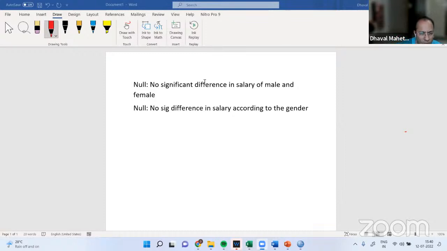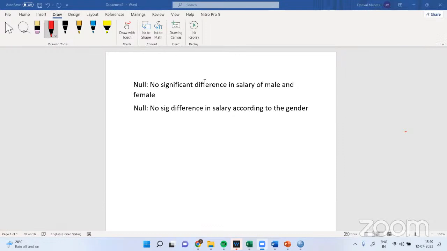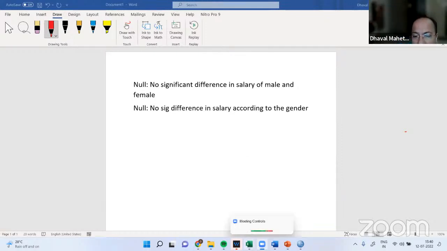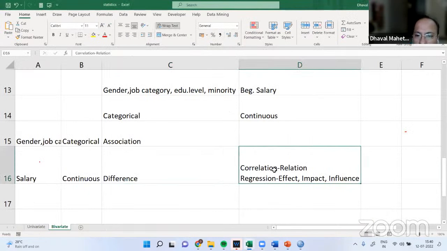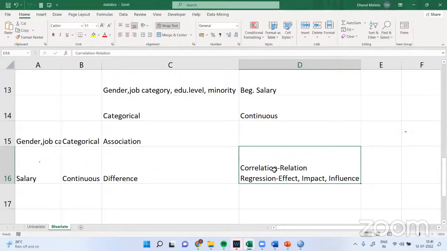First one or second one, both are correct. There is no problem. Sir, if we write there is no significant relation between gender and salary, that will not be right. You are using the word relation. Okay, understood, sir. Difference.